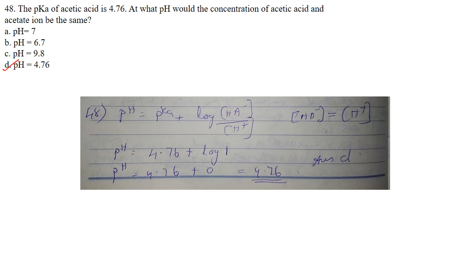The pKa of acetic acid is 4.76. At what pH would concentration of acetic acid and acetate ion be the same? So the concentration of HA is equal to the concentration of A minus. They have given the pKa value, we have to find out the pH. Now pH is equal to pKa plus log concentration of salt by concentration of acid. So that will be 4.76 plus log 1, so the answer will be 4.76. Answer is option D.